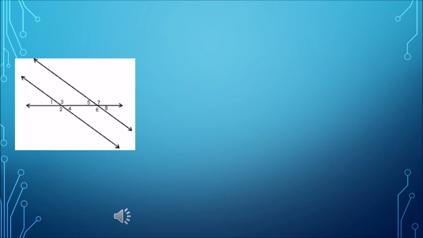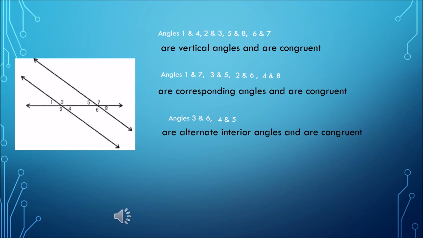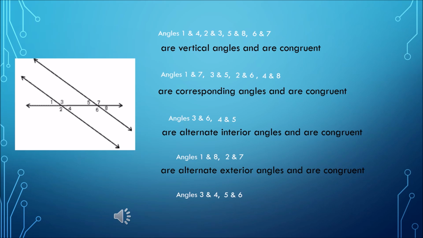In this figure, angles 1 and 4, 2 and 3, 5 and 8, and 6 and 7 are vertical angles and are congruent. Angles 1 and 7, 3 and 5, 2 and 6, and 4 and 8 are corresponding angles and are congruent. Angles 3 and 6 and angles 4 and 5 are alternate interior angles and are congruent. Angles 1 and 8 and angles 2 and 7 are alternate exterior angles and are congruent. Angles 3 and 4 and 5 and 6 are same side interior angles and are supplementary.